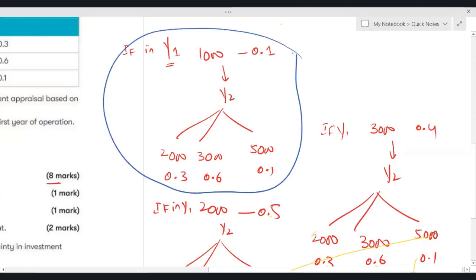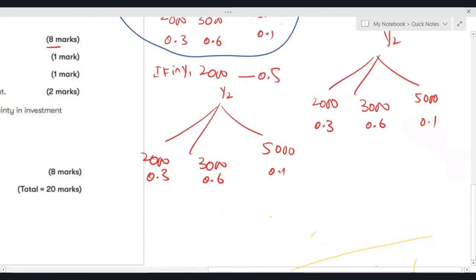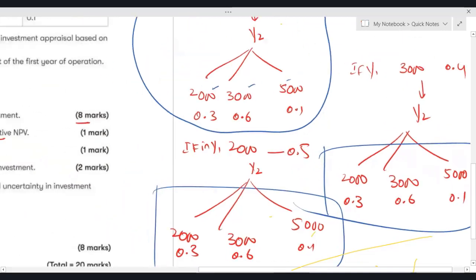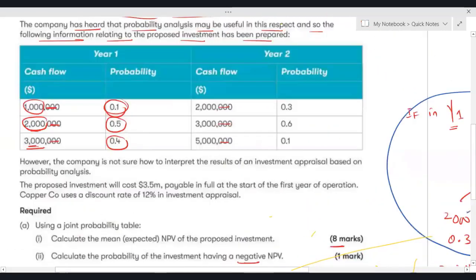There are 3 outcomes in the second year. 3 more makes it 6, and so logically there are altogether 9 outcomes. Okay. Now what else? However, the company is not sure how to interpret the results of the investment appraisal based on the probability analysis.